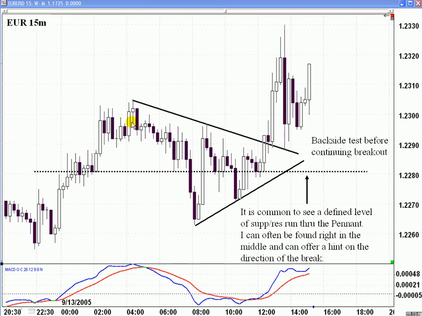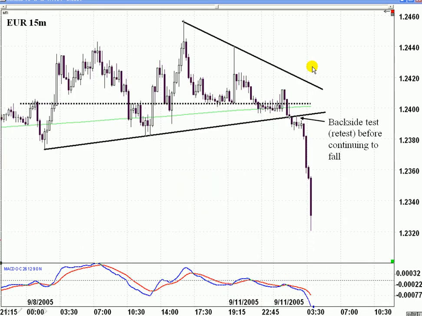Here we're looking at another 15-minute chart. Price consolidates, and then the economic report comes out. Price rallies, comes back, tests the backside of the trend line, and then moves up. Another 15-minute chart. Price ranging, and then it moves into a consolidation and then breaks out.